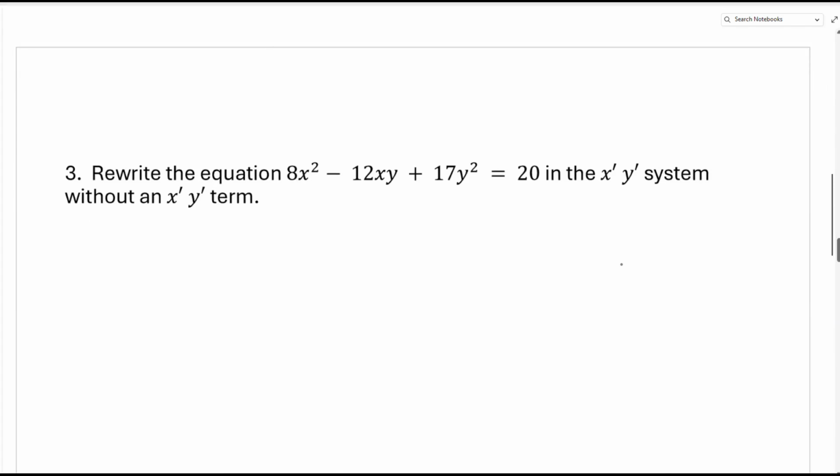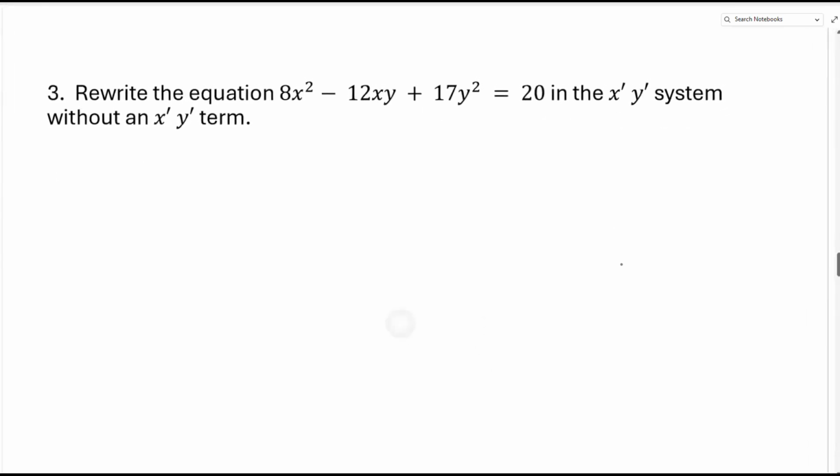Same thing here, it looks like. Yep. Okay, so, but the difference now is that it's not telling us the angle of rotation. So we're burdened with having to find that for this problem. All right.